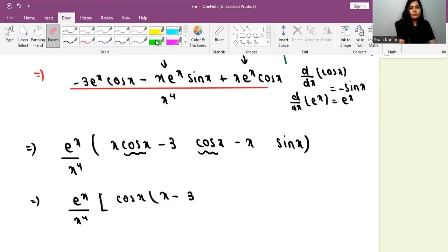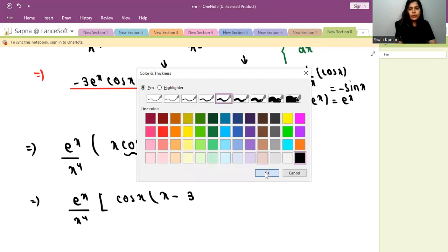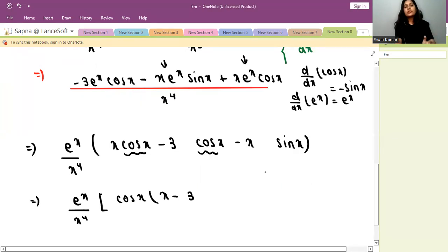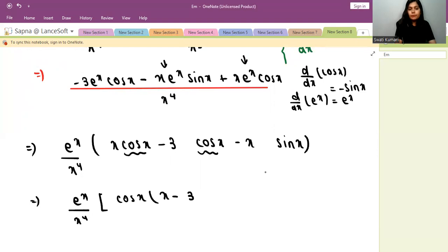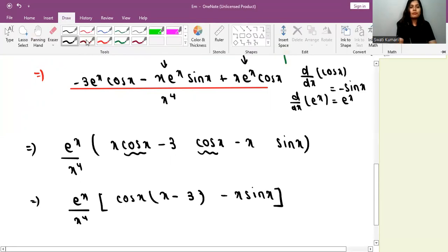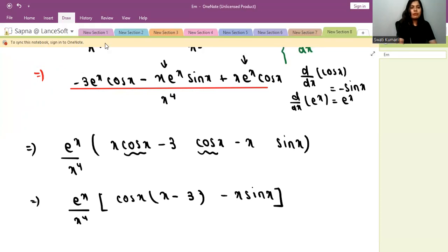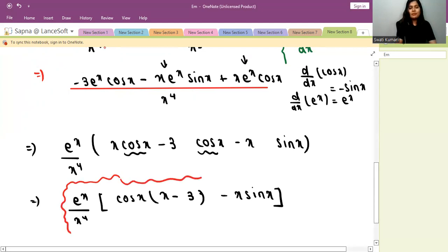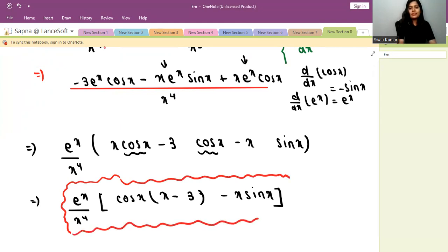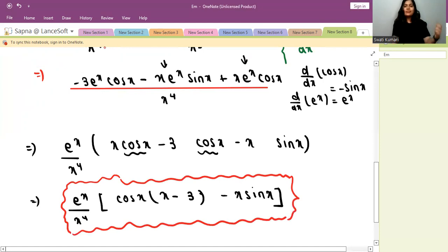Okay, so now we can write, because we have taken cos x common, we are left with x minus 3, right? x minus 3 only, because cos x is common. And then we have minus x sin x as it is. And this is our simplified form. So we can write our final answer like this. We can just make it look beautiful, so that you can see that, yes, we have finally reached our answer. And yes, that's the answer.